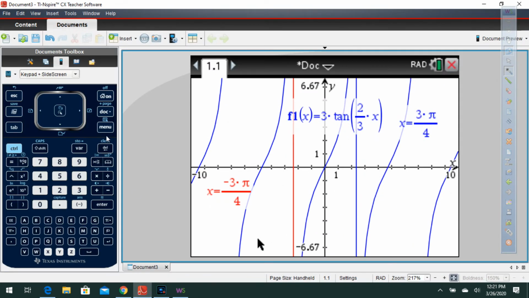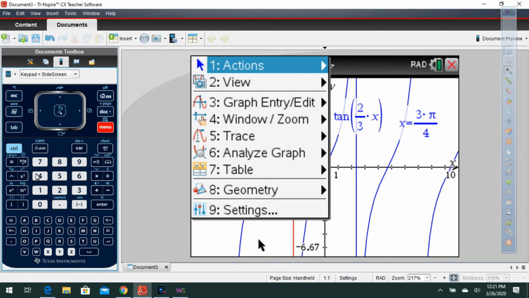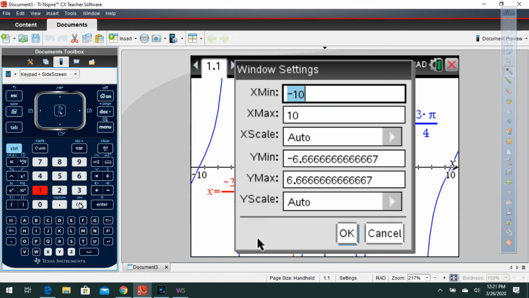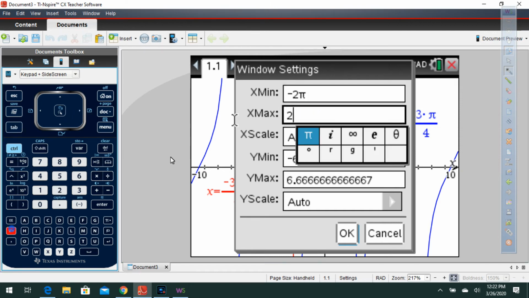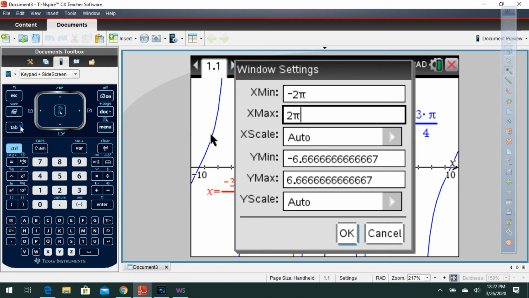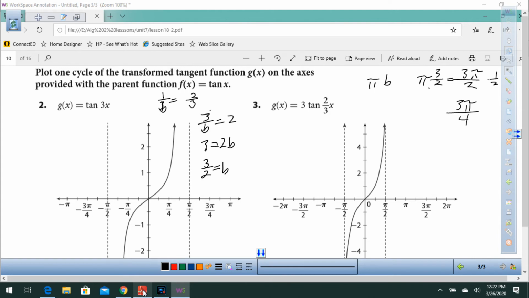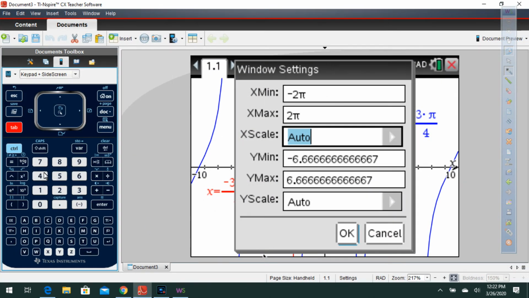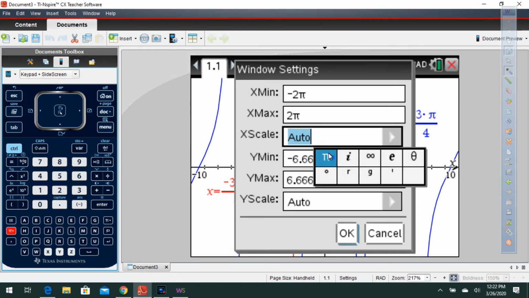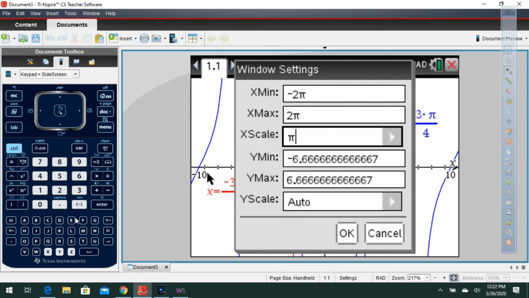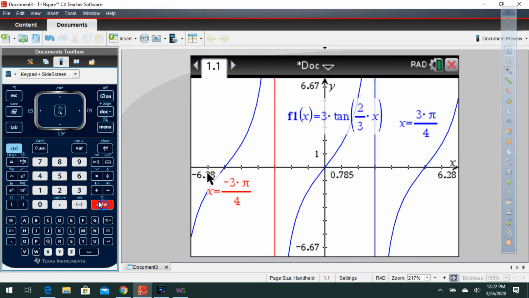So I'm going to go in here and I'm going to say menu, 4, 1, -2 pi, tab, 2 pi, and then I got pi over 4. Pi divide 4. Okay, well that looks better.